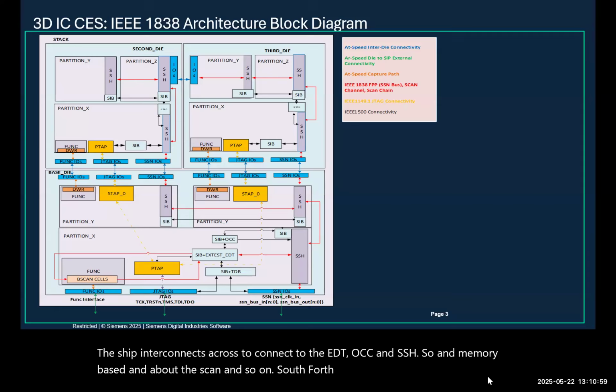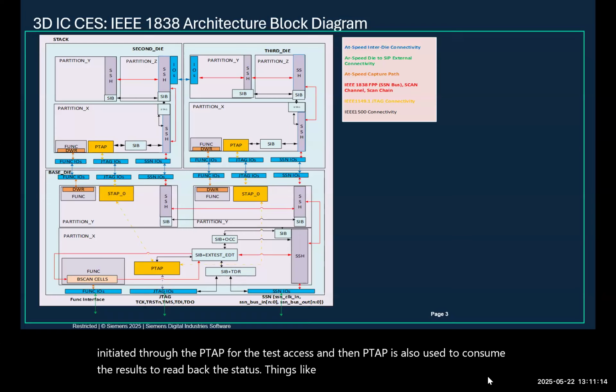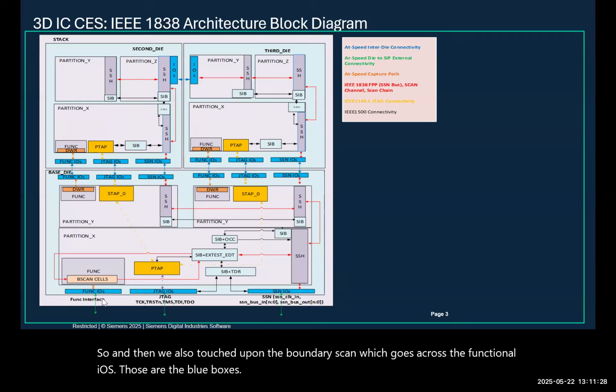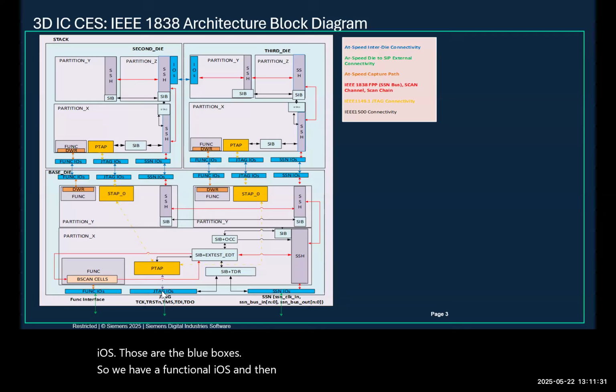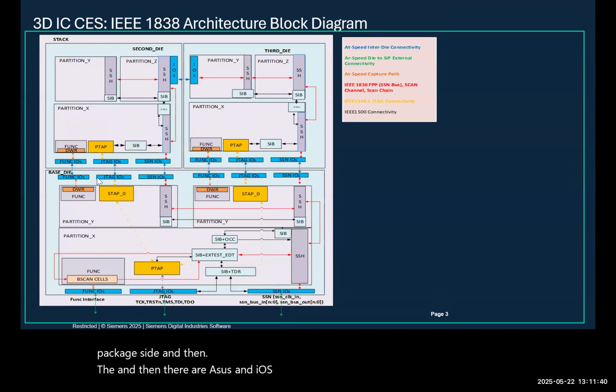So all the DFT cores are initiated through the PTAP for the test access, and then the PTAP is also used to read back the status and consume the results. We also touched upon the boundary scan, which goes across the functional IOs. Those are the blue boxes, where we have functional IOs, and then there are JTAG IOs connecting to the package side, and then there are SSN IOs for the scan tests.